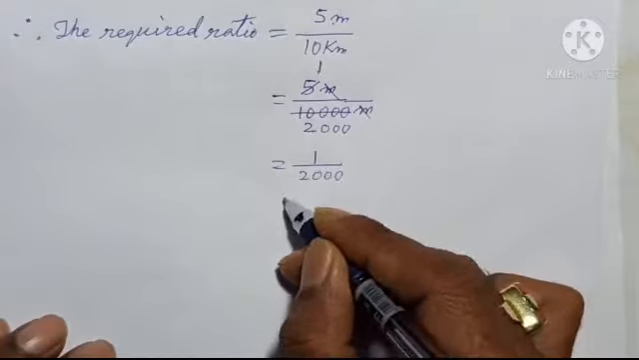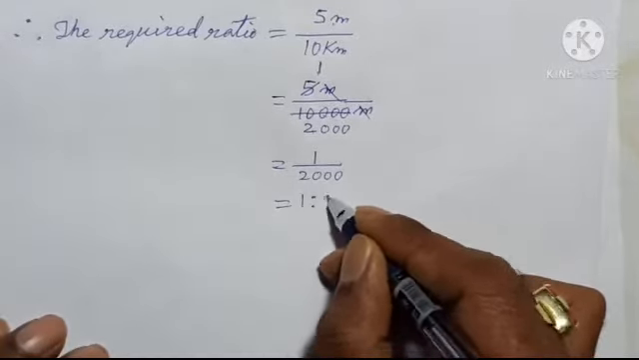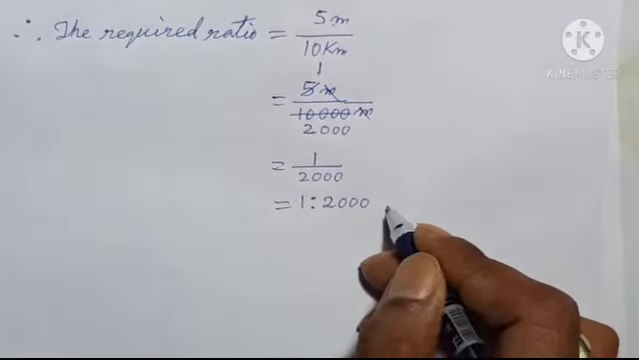We have to write this in the ratio form. If we want to write this in the ratio form, we have to write 1:2000. Here it is over.